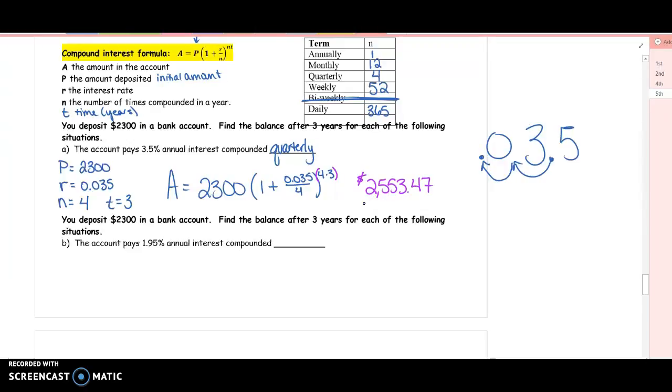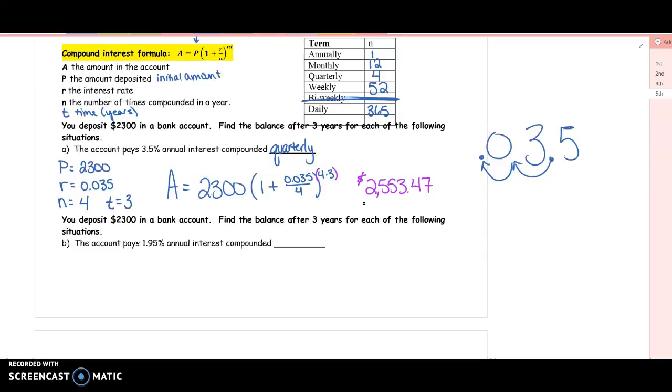So notice that you started with $2,300 and after 3 years you have earned like $250. In reality, when you put money in a savings account, they don't give you 3.5% annual interest. They give you like 0.5, maybe. Now, if you take out a loan, they're going to give you like 4 or 5% interest because that gets them money. So if it benefits you, it's going to be a super, super low interest rate. If it benefits them, it's going to be a much higher interest rate.